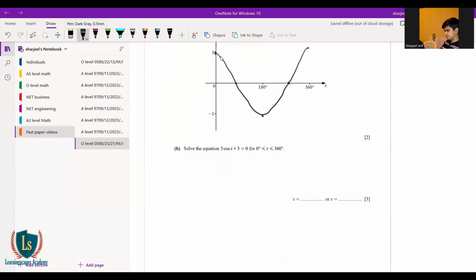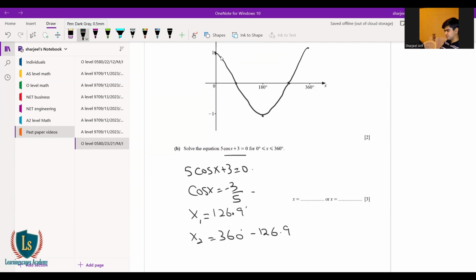For part B, we have to solve this equation. So cos x is equal to minus 3 by 5, and x1 will be equal to 126.9. Remember to find the other value. For cos, we have to deduct the answer from 360. For sine, we have to deduct the answer from 180. And for tan, we have to add the answer to 180. So our second answer will be 233.1. So our answers will be 126.9 and 233.1. Those are the two answers.